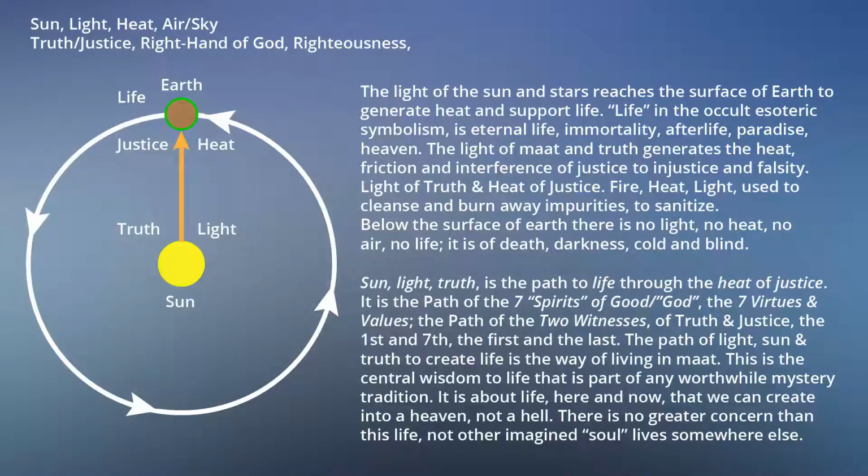So at the center here we have the sun, represented by the truth and the light, and then we have the earth going around its orbit. And when the light of the sun, which is the truth, reaches the earth, it makes contact and produces heat. And heat is symbolic of justice, just as light is symbolic of truth.